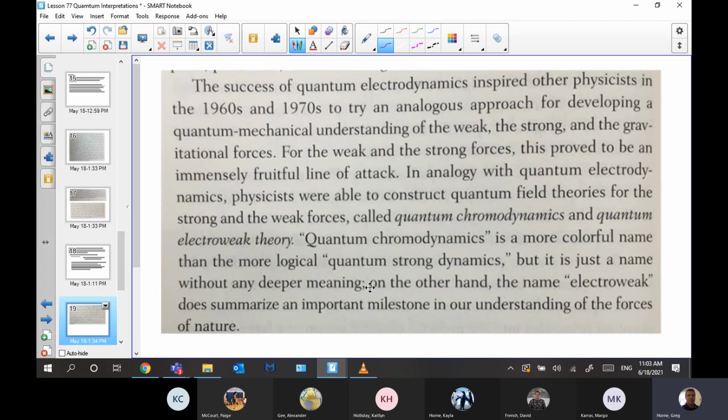On the other hand, the electroweak summarizes an important milestone where they realized that the electromagnetism force and the weak nuclear force are actually one and the same. They're actually part of the same thing. Originally, electricity and magnetism were separate, and they became part of the same coherent framework. And then, separate from that, we had the weak nuclear force, which is to do with radioactivity, to do with nuclei. And now in a mathematical framework, they're describing all three of those things together, and that's the electroweak theory.